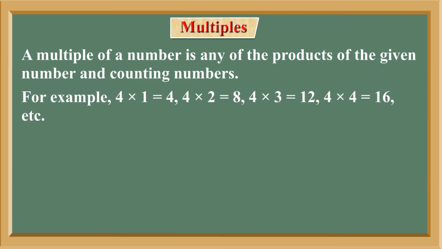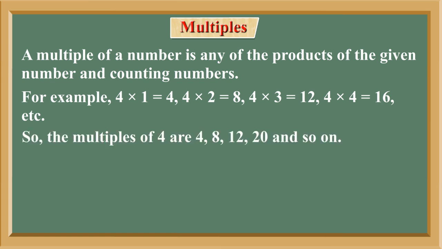For example, 4 multiply 1 is equal to 4, 4 multiply 2 is equal to 8, 4 multiply 3 is equal to 12, 4 multiply 4 is equal to 16, etc. So, the multiples of 4 are 4, 8, 12, 20 and so on.